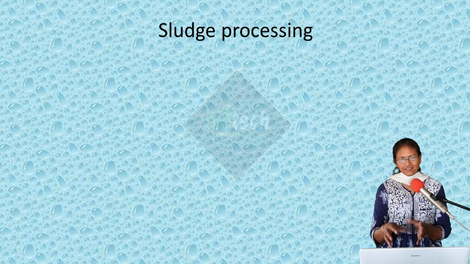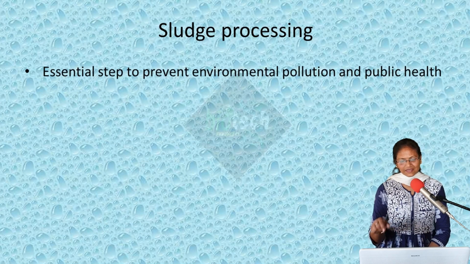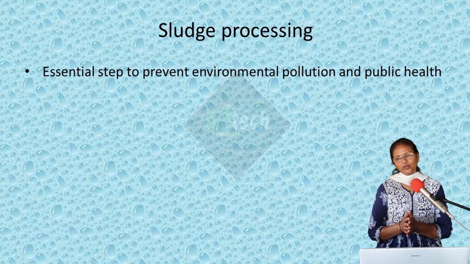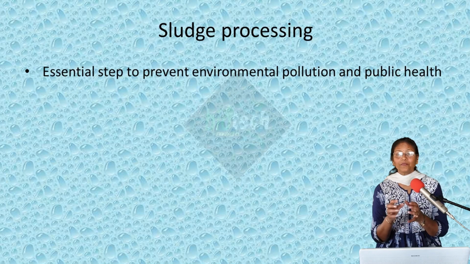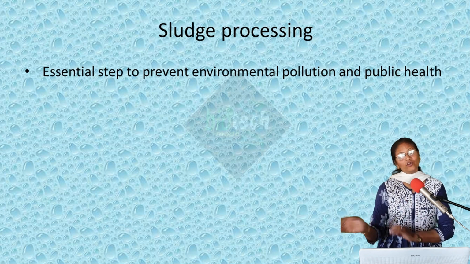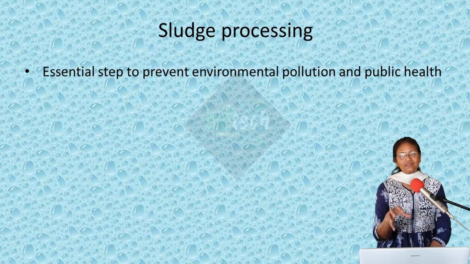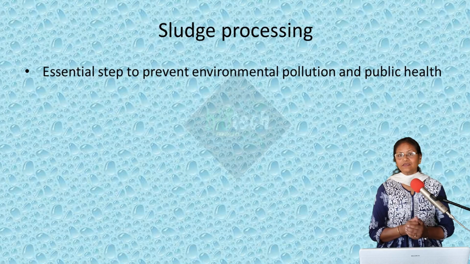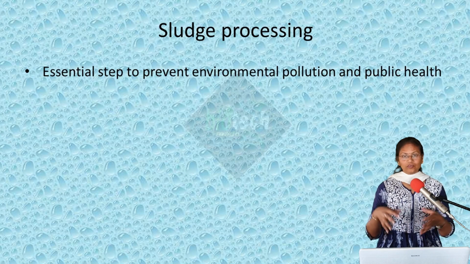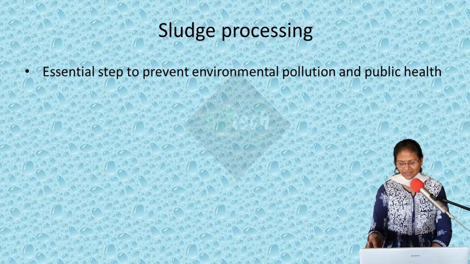Lots of sludge is generated, primary sludge, secondary sludge, and this is an essential step to prevent environmental pollution and protect public health. How? Actually, the sludge which is present here cannot be released into the environment, because it contains lots of pathogens and many toxic substances also. Besides that, there is lots of water as well, so we cannot just throw it away. So for that we have to do some treatment.